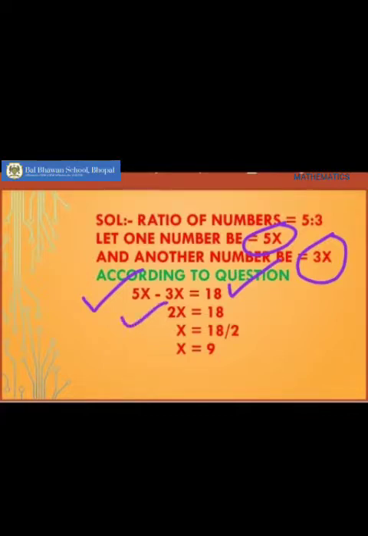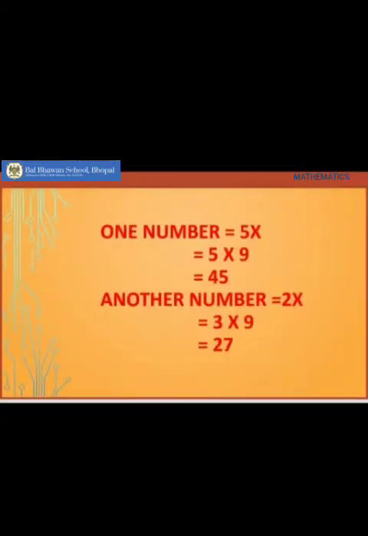Now on solving this, I have got 2x equals 18. Finally, I have got the value of x which is 9 here. Let's now find the two numbers. The first number we assumed was 5x. I have substituted the value of x over here and I have got 45 as the first number.